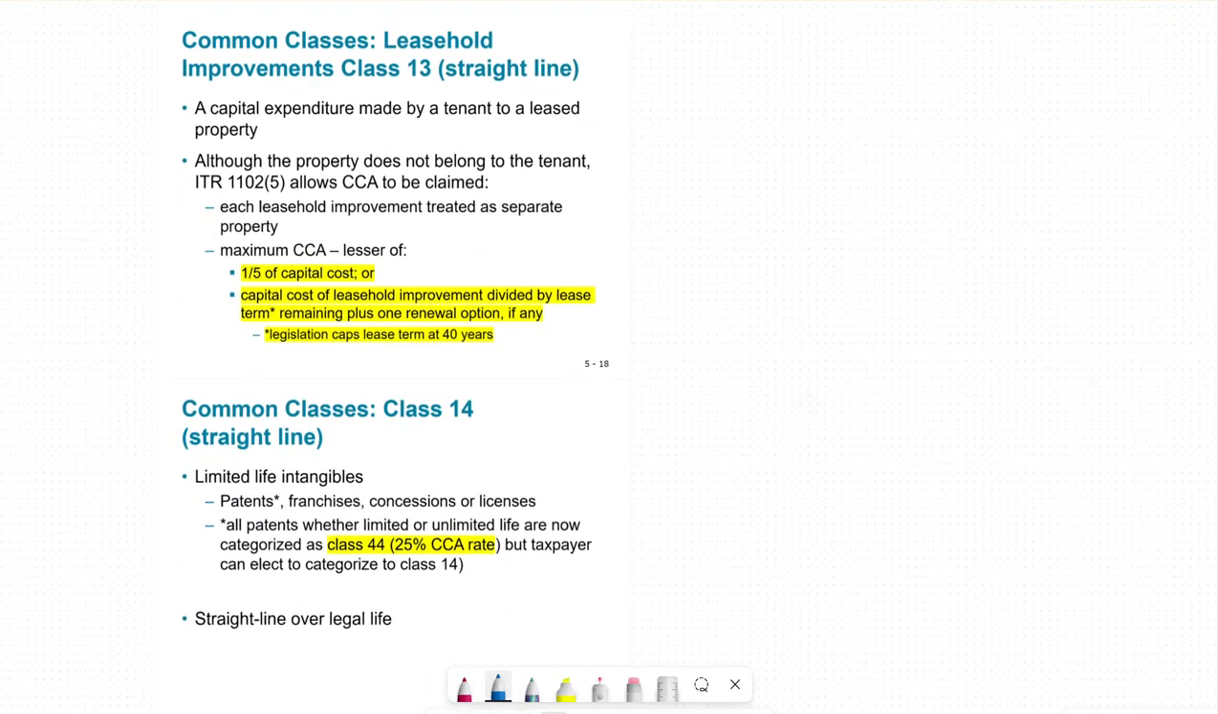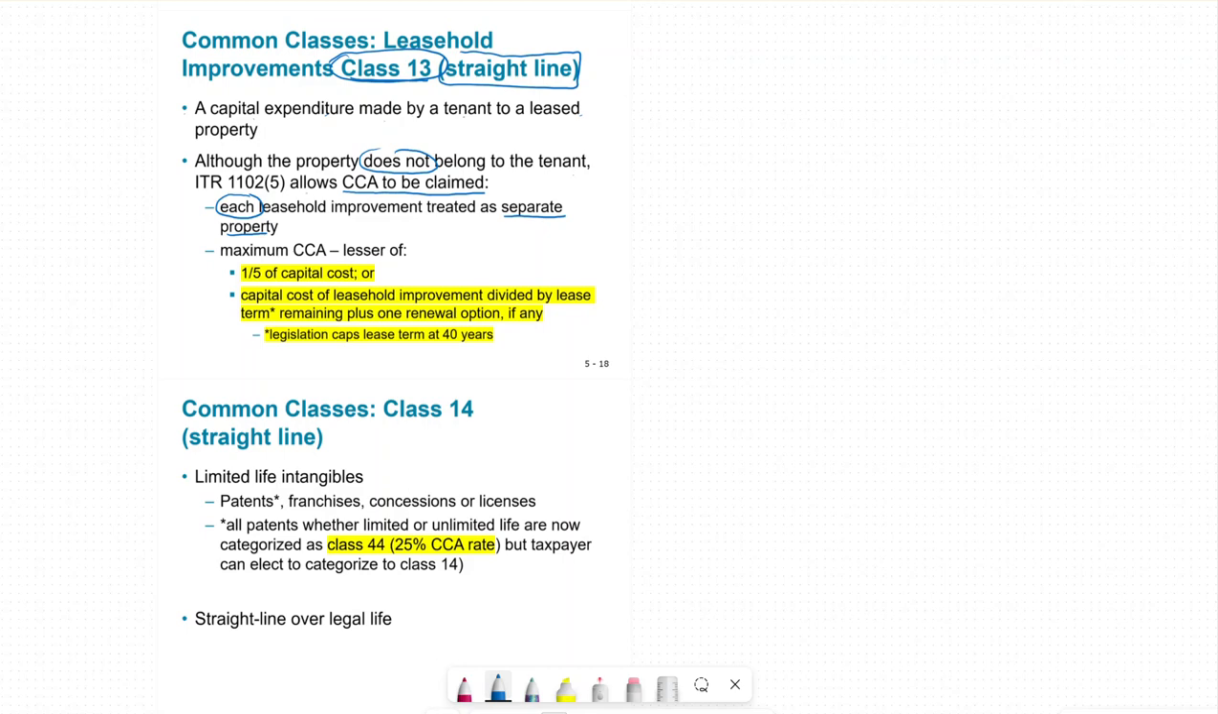Then we have a leasehold improvement. When we think of a leasehold improvement, it goes in class 13, and this is the only time we use a straight line. It is a capital expenditure made by a tenant to a leased property. If you're making a change to the leased property, we call it a leasehold improvement. Although the property does not belong to the tenant, it allows a CCA to be claimed. Each leasehold improvement has a separate class, so it's a separate property. You could have more than one class 13 asset.